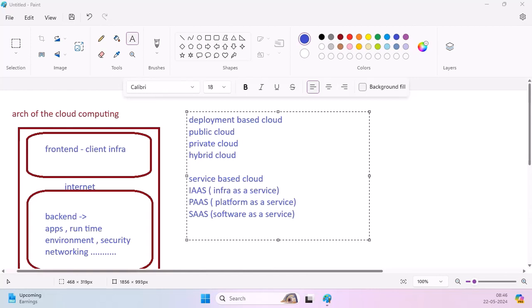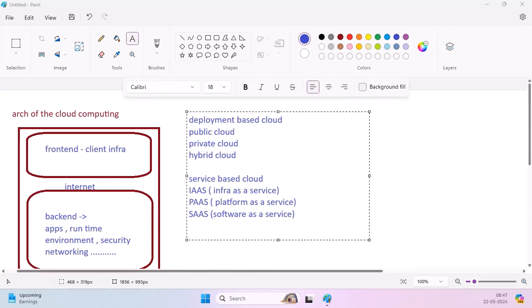And then platform as a service, a cloud computing model that provides a platform allowing customers to develop, run, and manage applications without dealing with the underlying infrastructure. PaaS offers a framework for developers that includes operating system, database, and development tools. Examples include Google App Engine, Microsoft Azure, and Heroku.